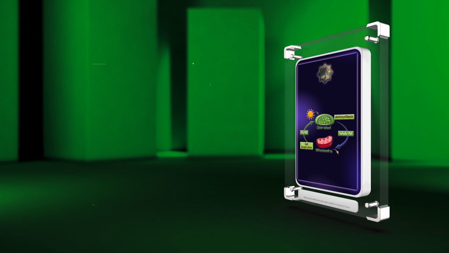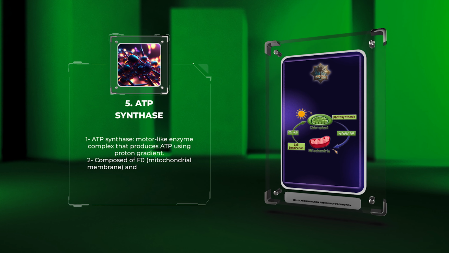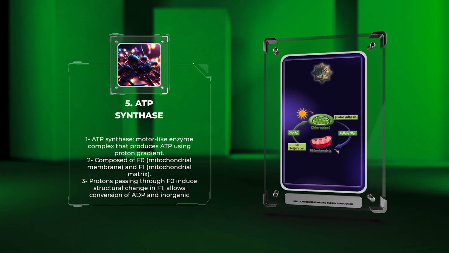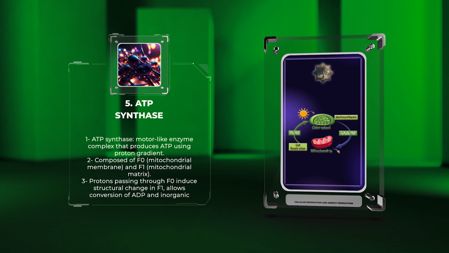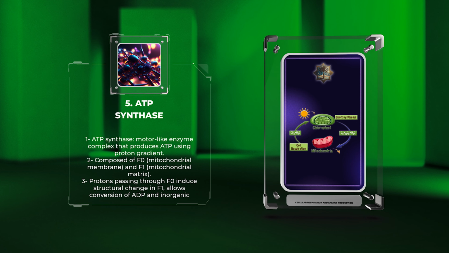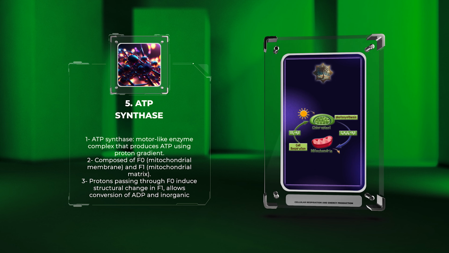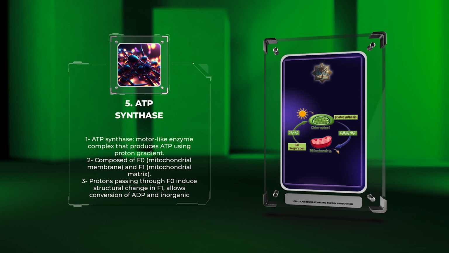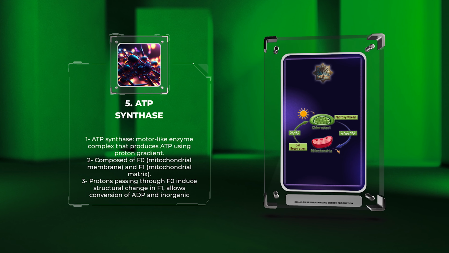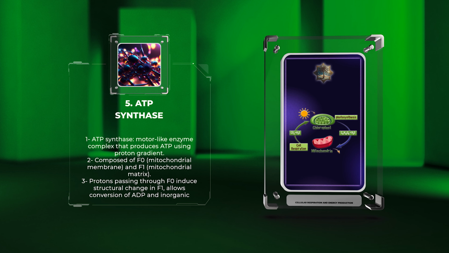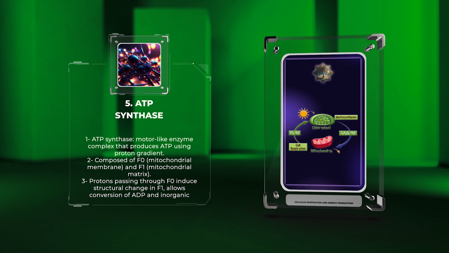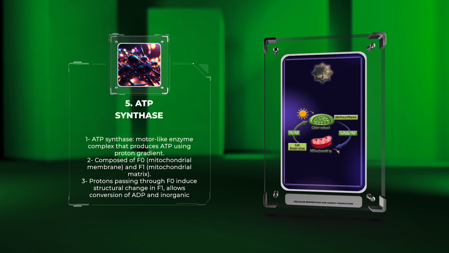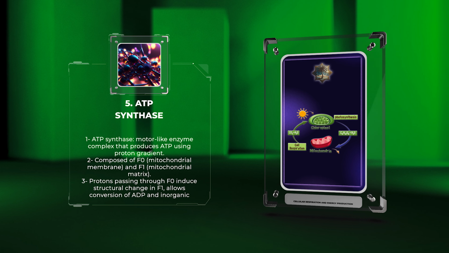ATP synthase is a motor-like enzyme complex that produces ATP by utilizing the proton gradient generated by the electron transport chain. It is composed of two main parts, F0, located in the mitochondrial membrane, and F1, located in the mitochondrial matrix. Protons passing through F0 induce a structural change in F1, allowing the conversion of ADP and inorganic phosphate into ATP. This process, called chemiosmotic coupling, exemplifies the connection between energy transduction and biochemical reactions.